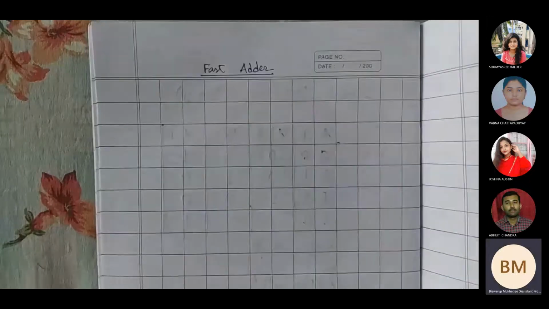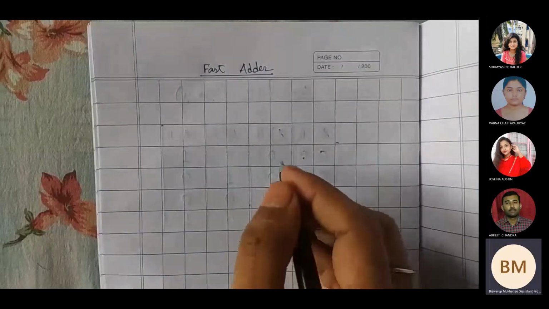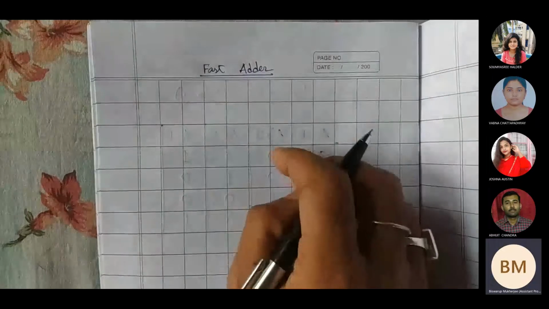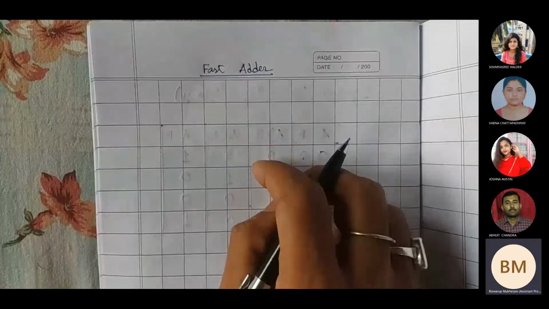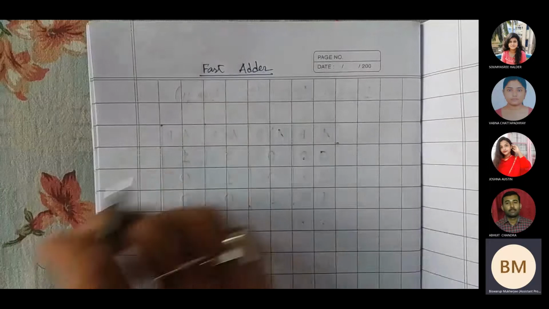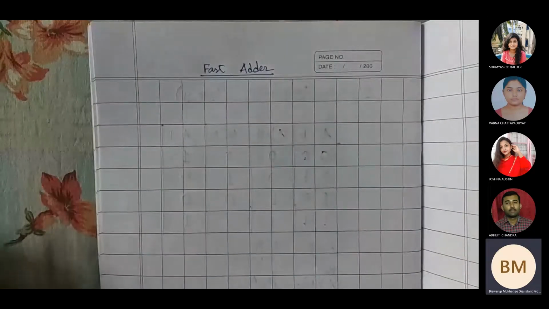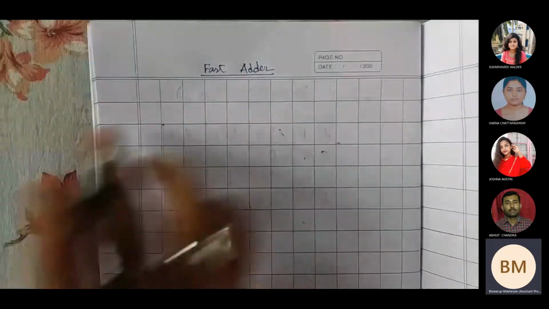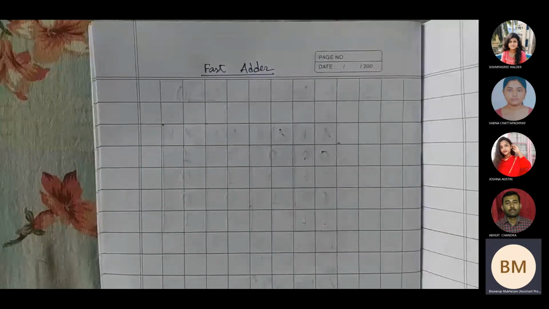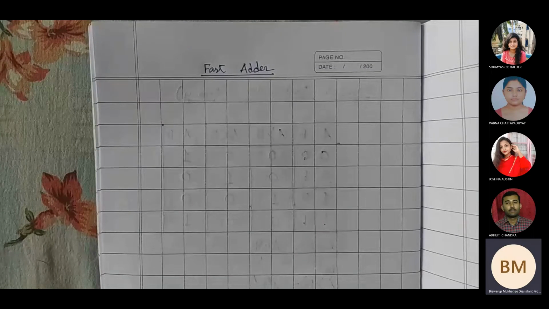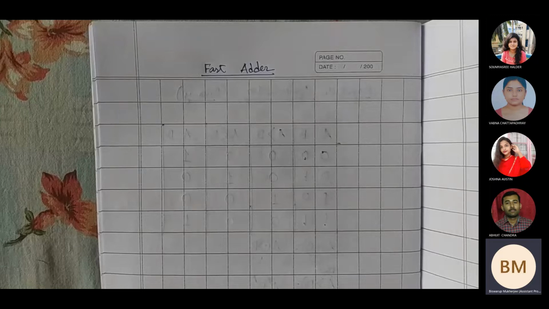What is a fast adder? It generally comes into use when the number of bits is quite large. It's not limited to 3 or 4 bits. The number of bits is something like 64 or 32 bits. For that particular case, fast adders are used. Fast, as you know, means the computational speed is faster compared to a simple adder.